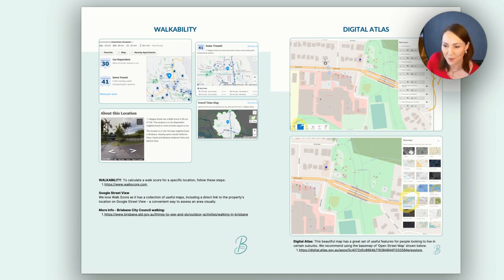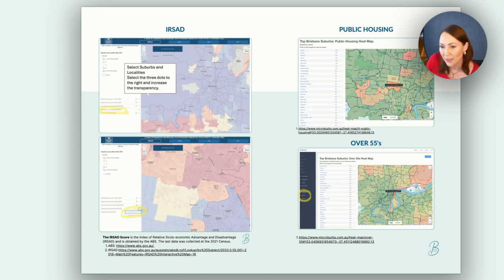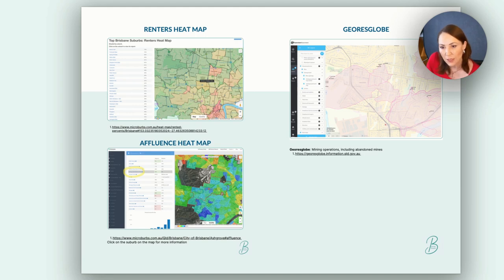And then this wonderful website, the Digital Atlas. Wow, has it got a lot of information on it? You can go down a rabbit hole with that website. ERSAD, demographic information, public housing, like I mentioned before. Say you were over 55 and you wanted to see where are the concentrations of over 55-year-olds. You can see there, I talked about it, the renters heat map, the affluent heat map, and then GeoRes Globe, which can show you mining operations. There are certain areas, for example, around Ipswich, where there are underground mining operations, and whether or not you're interested in purchasing a property that's sitting on top of one of those. This is great. It's a mine of information.